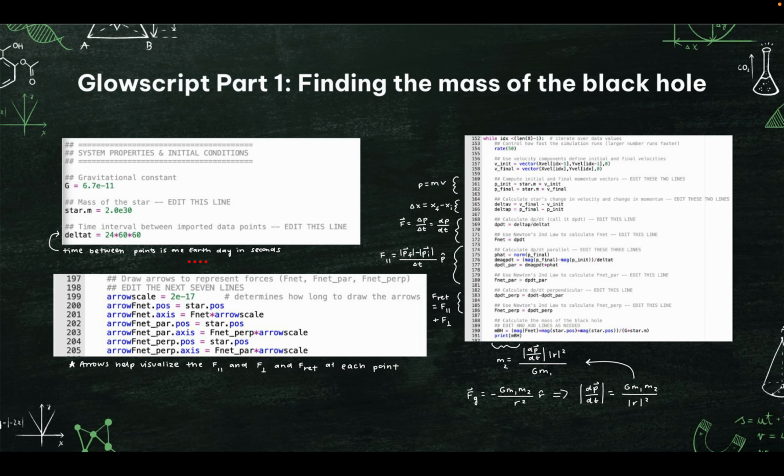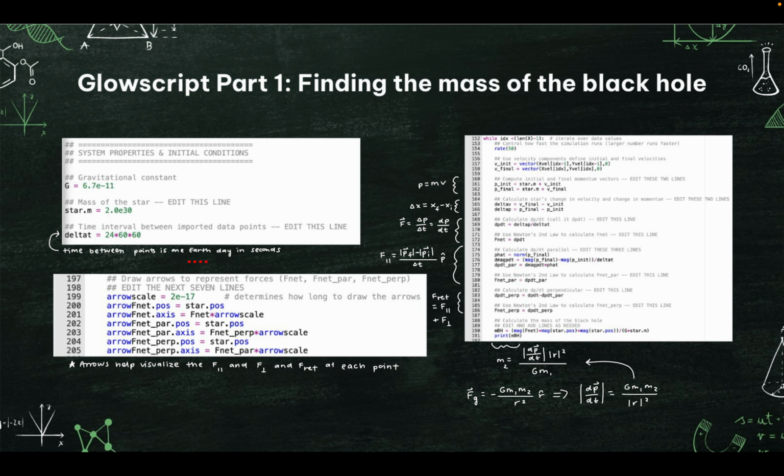For part 1, I took the starter code and altered it for my unique trajectory. The time between data points in the trajectory is 1 Earth day in seconds, so 24 hours times 60 minutes times 60 seconds will give us the proper amount of seconds in a day. To the right of that, I edited the code and marked on the left what formula I used to get each equation. On line 90, I was able to determine the mass of the black hole at each point in the trajectory by rearranging the gravitational force equation.